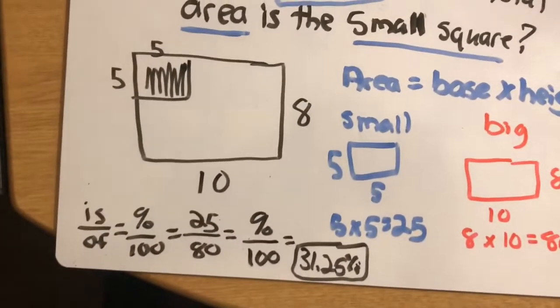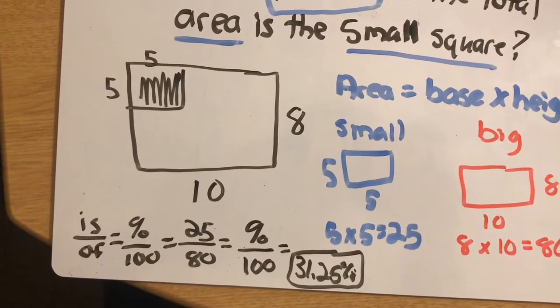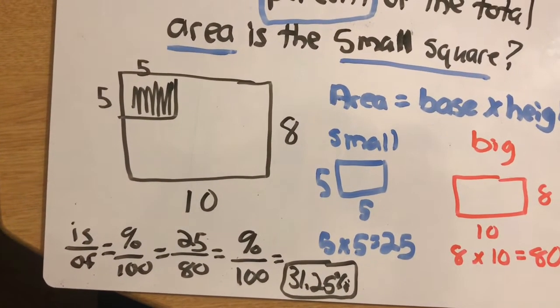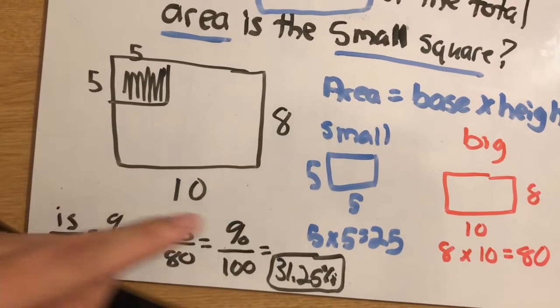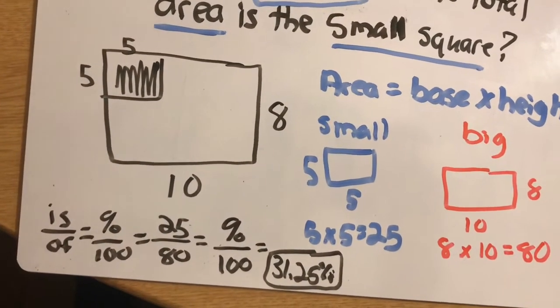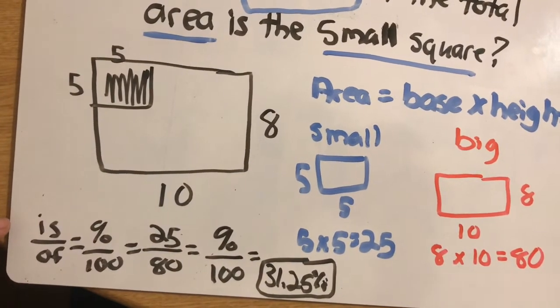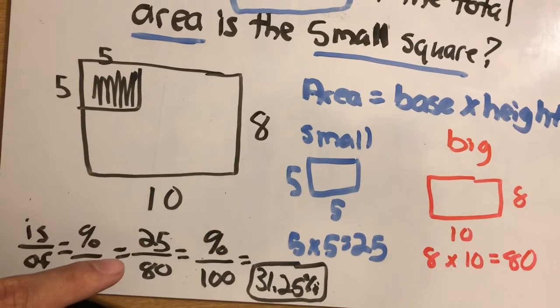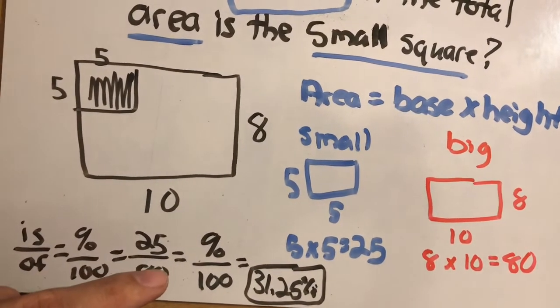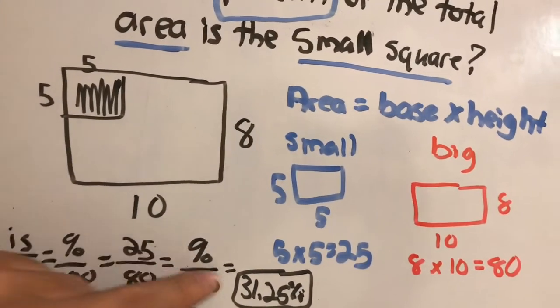Now I can use my is over of formula to find out what percentage the small square is of the total area. So my is in this case is 25, and my of, the whole, is 80. So now I cross multiply 25 times 100 and divide by 80 to get 31.25, and then I keep my label, percent.